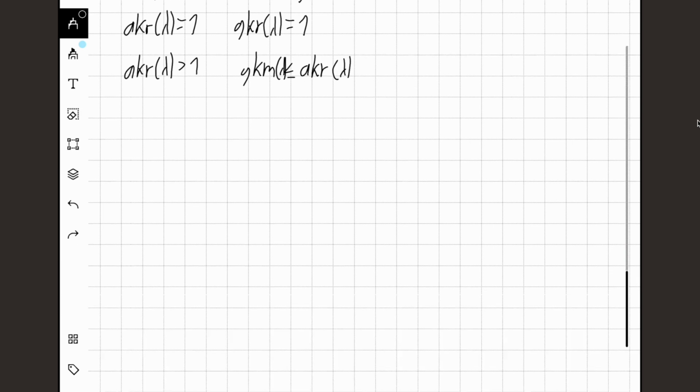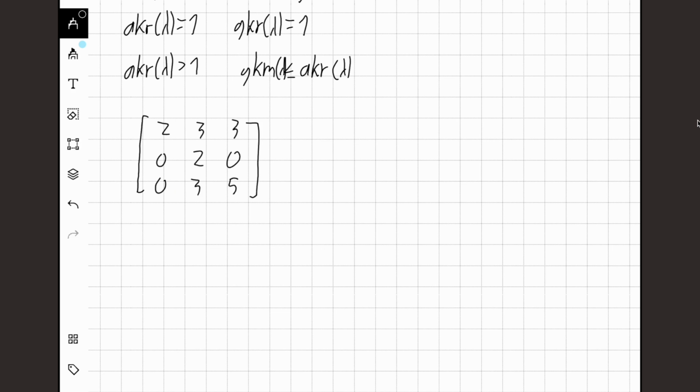And I think now it's actually time for me to start with examples, because the examples are where it all makes sense. So first of all, let's have a 3 by 3 matrix, 2 3 3, 0 2 0, and I'll just keep it as simple as possible, 0 3 5. And now, what have we talked about? Well, first of all, how do we find all the eigenvalues of this matrix?